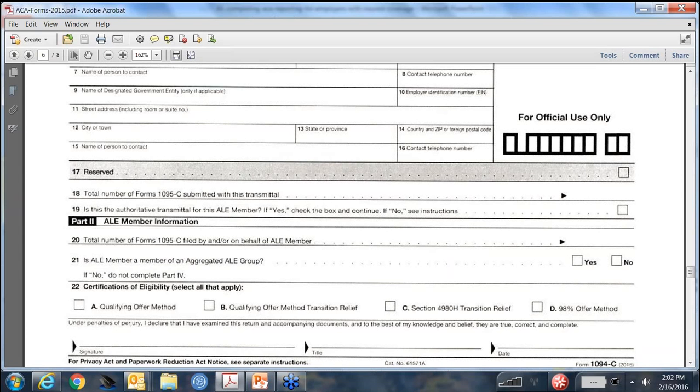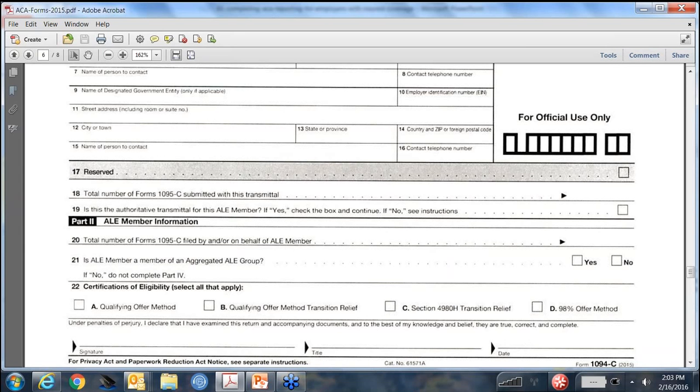Now, what's giving everybody conniptions is line 22. In line 22, there are various certifications: qualifying offer method, transition relief, section 4980H transition relief, and 98%. Qualifying offer: employees are offered coverage for 12 months and don't pay more than 9.56% of the federal poverty line for coverage for 12 months. You would check box A. What that gives you is that instead of giving the employee the 1095-C, you can give them an alternative statement. I don't know why anybody would want to do that, because you still have to file a 1095-C with the government. I'll point that out when I go through the slides.